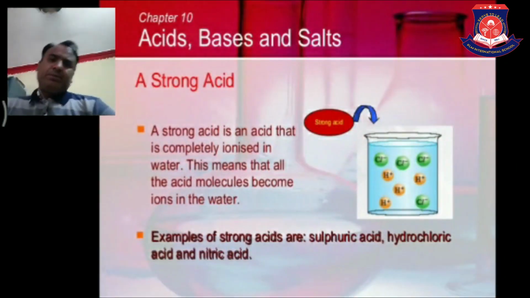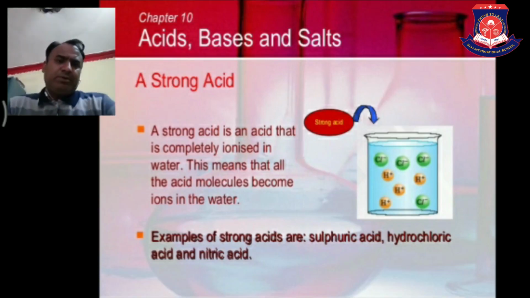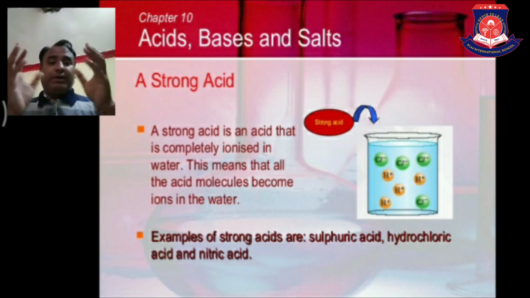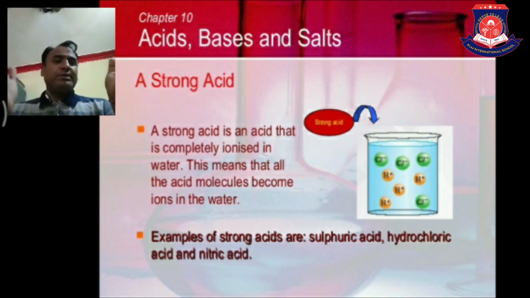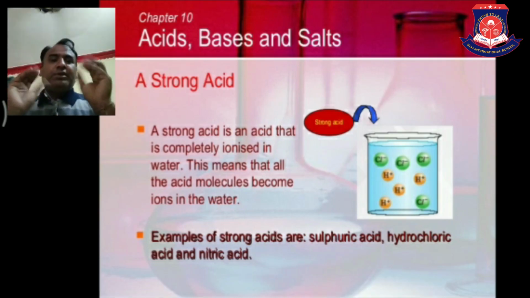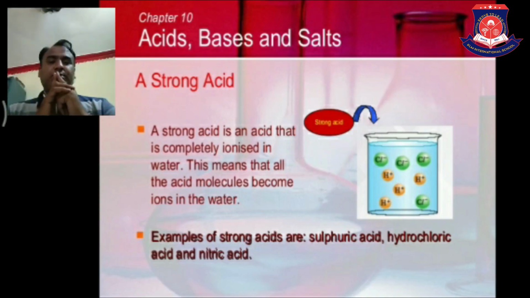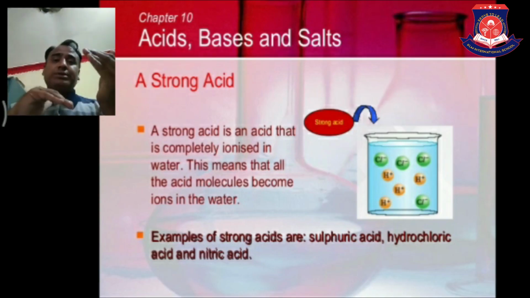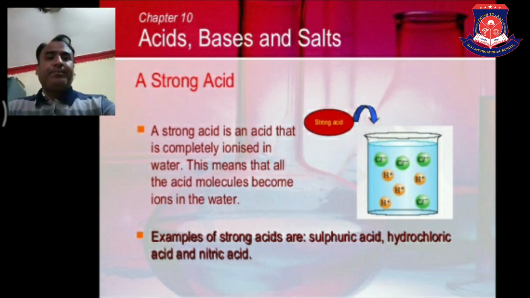Now we will discuss strong acids and weak acids, strong bases and weak bases. A strong acid is an acid which gives more H positive ions. A weak acid gives fewer H positive ions. For example, take HCl and H2SO4. Even though both are strong acids, when you compare H2SO4 with HCl, H2SO4 gives 2 H positive ions and HCl gives 1 H positive ion. It means H2SO4 is a stronger acid than HCl.